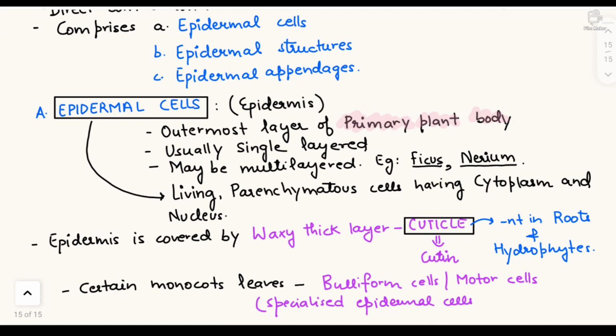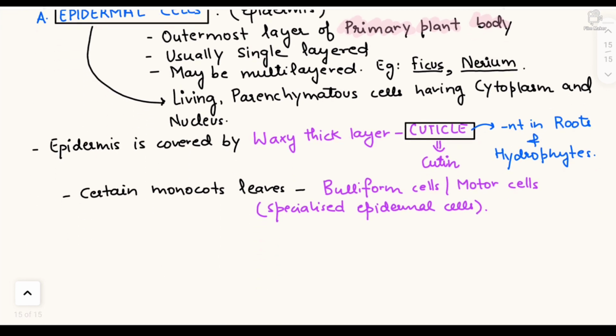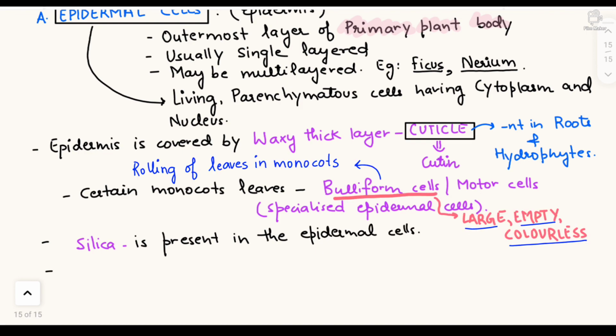Next we have certain monocot leaves जहाँ पे bulliform cells या motor cells देखने को मिलते हैं, which are the specialized epidermal cells. These bulliform cells are large, empty and colorless cells. Here we can add that these cells are large, empty and colorless cells that help in the rolling and unrolling of the leaves of monocots.